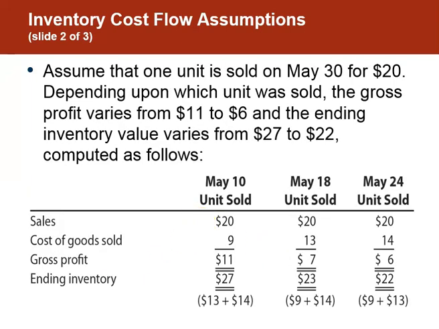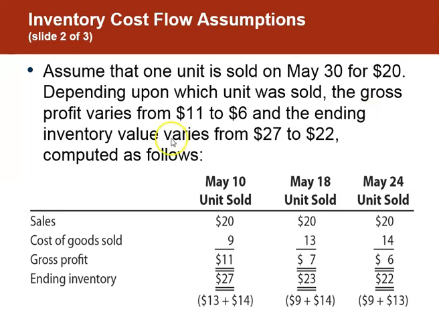All right. So, real quick, and then we'll go ahead and end this slide. It says, assume that 1 unit is sold on May the 30th for $20. Well, depending on which unit specifically was sold, the gross profit's going to vary anywhere from $11 to $6. Recall our discussion of retail businesses. Gross profit is merely what? It's sales minus cost of goods sold.